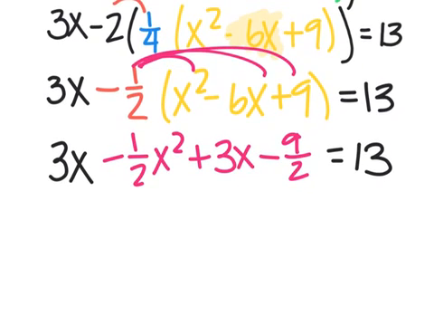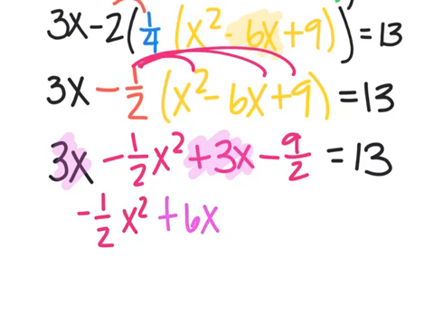This is looking so much better than it started with. Combine like terms. What are my like terms that I can combine? The 3x and the 3x. And when I combine those, I get 6x. So I still have my negative 1/2 x squared plus 6x minus 9 over 2 equals 13.